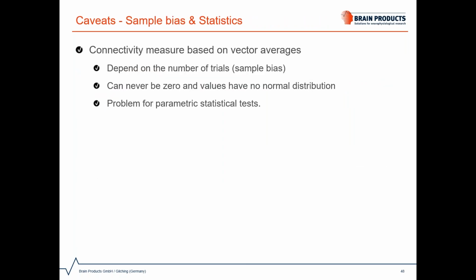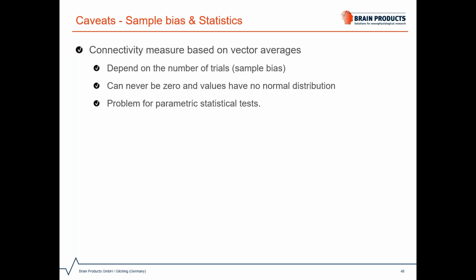Many connectivity measures, such as the coherency and the phase locking value, are based on the computation of vector averages. These vector averages, again, are biased by the number of segments or samples that go into the computation. This bias has been shown to lead to an overestimation of the connectivity estimate, in particular for small sample sizes. Furthermore, the length of the vector average can never be zero.